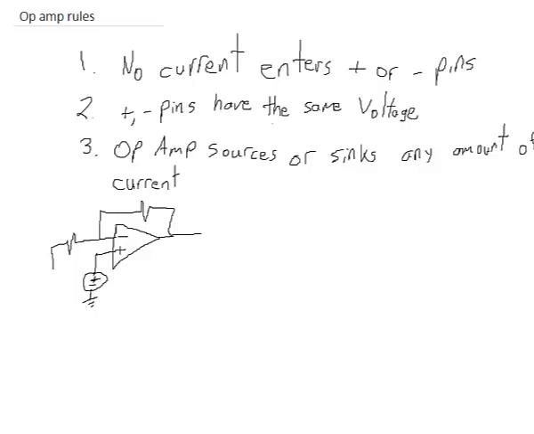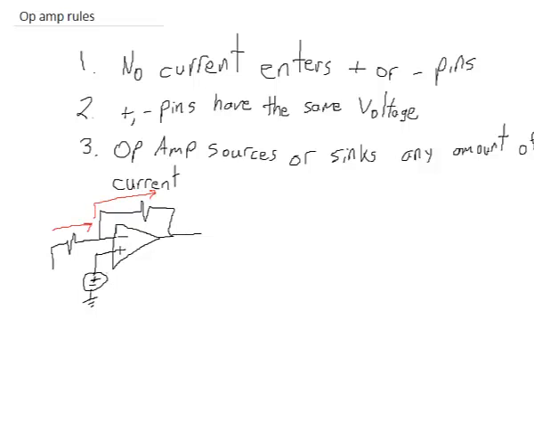The first rule is that no current enters the plus or the minus pins. The plus or minus pins of the op-amp, which are right here, wires entering the op-amp, this node can have a voltage, but no current can flow into the op-amp on either side. So this means that the current coming in right here is going to be equal to the current going down this way.